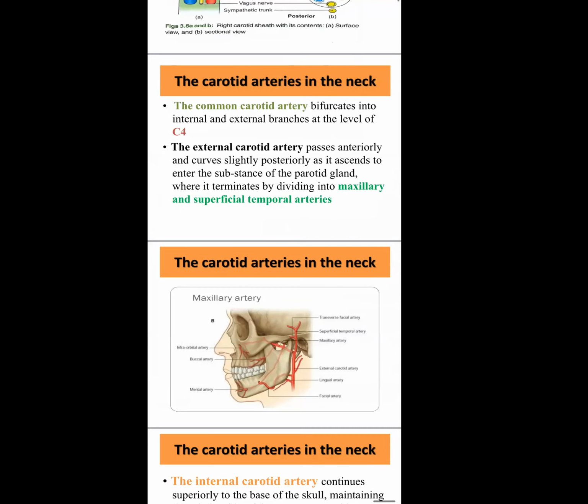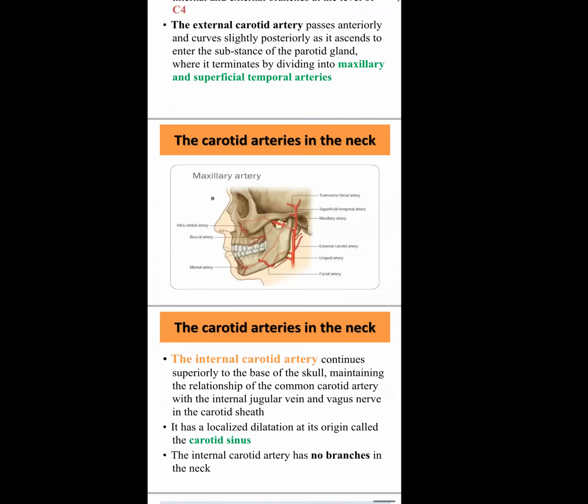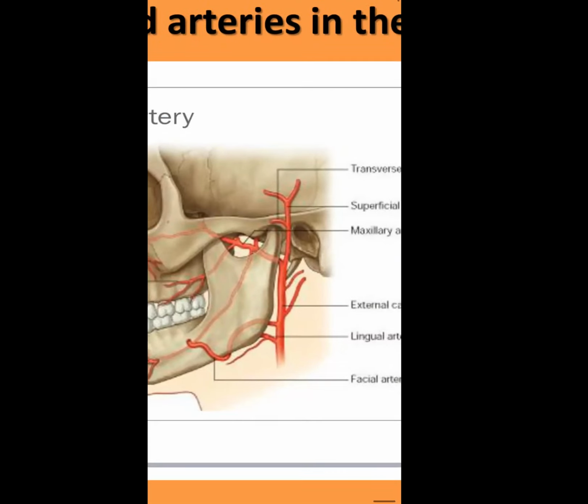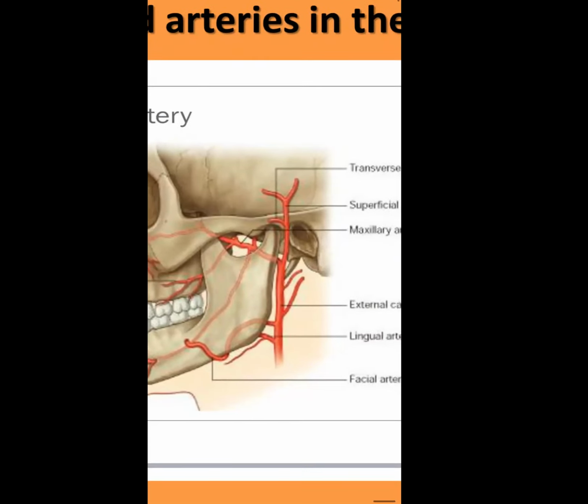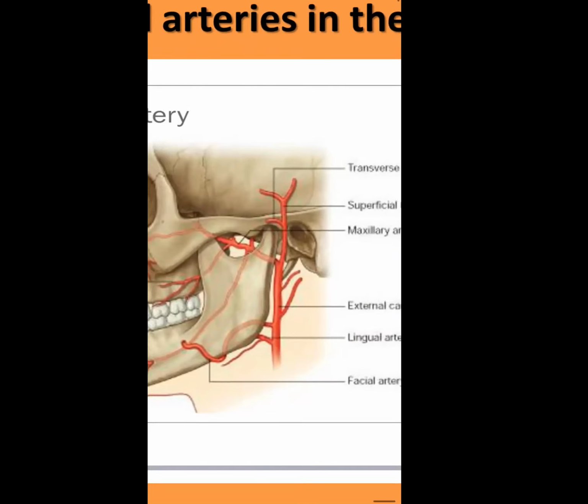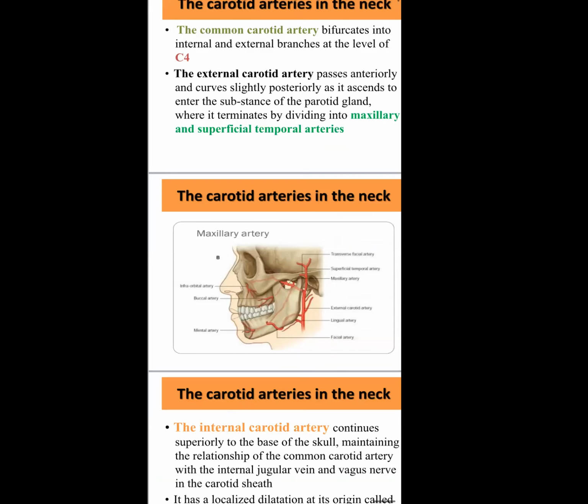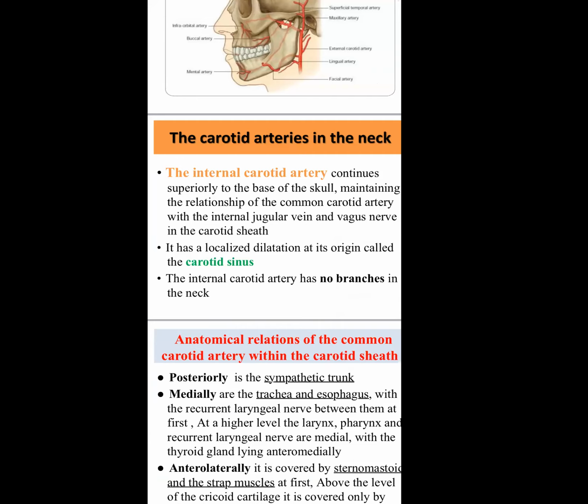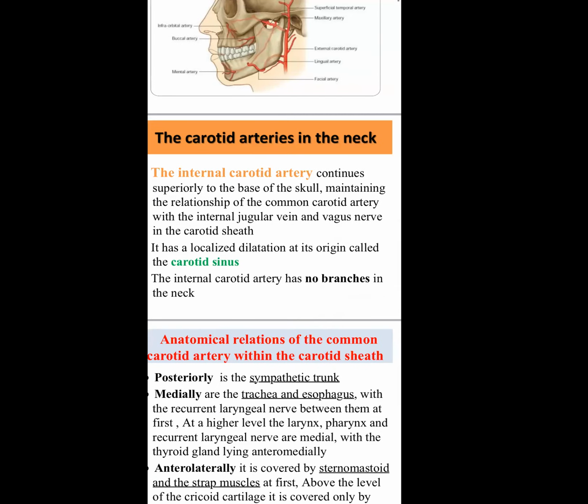This picture shows the common carotid artery bifurcating at the level of C4 into external and internal. The external will enter the substance of the parotid gland and terminate as the superficial temporal artery and maxillary artery. The internal carotid artery continues superiorly to the base of the skull, maintaining its relation with the internal jugular vein and the vagus nerve. The internal carotid artery has a localized dilatation at its origin called the carotid sinus, and it has no branch in the neck.